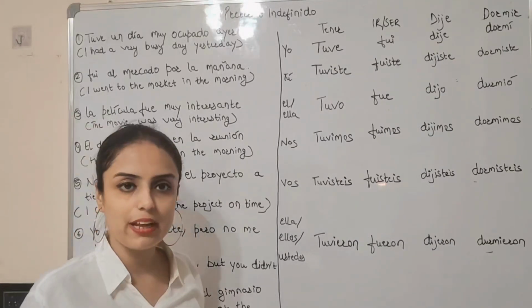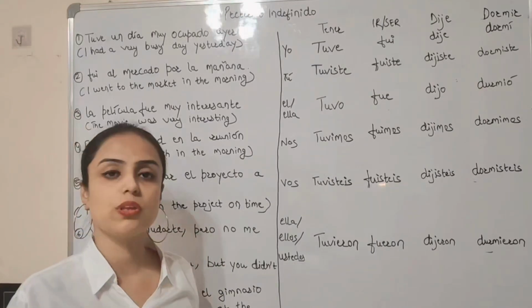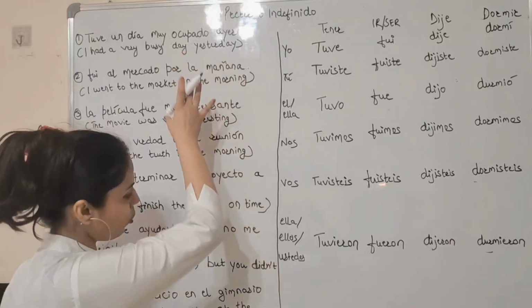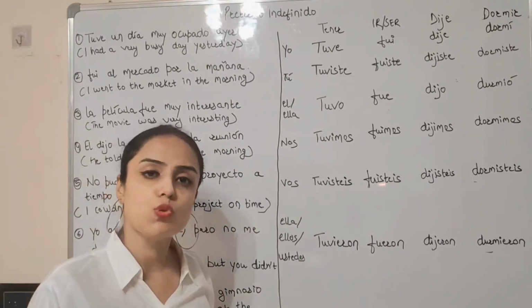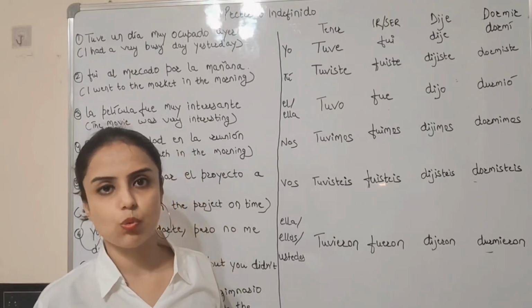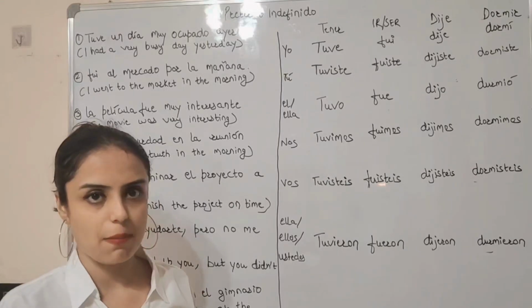Vale. Now I will tell you the conjugations for mostly used irregular verbs in Spanish, so that you will be aware of how to frame sentences. Here I have also jotted down some examples, but let me first explain the conjugation, so that you will get an idea how you will conjugate these verbs in pretérito indefinido, and then you will be able to relate yourself with these sort of examples.